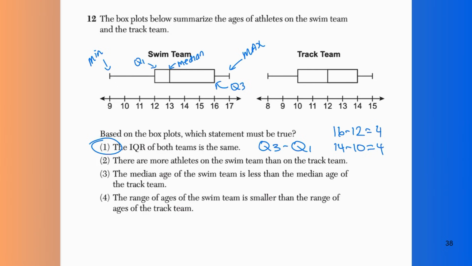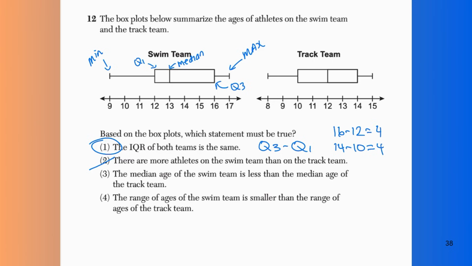So number 2, there are more athletes on the swim team than the track team. These diagrams don't actually tell us anything about how many athletes there are. It just tells us the spread of the data. So 2's out.